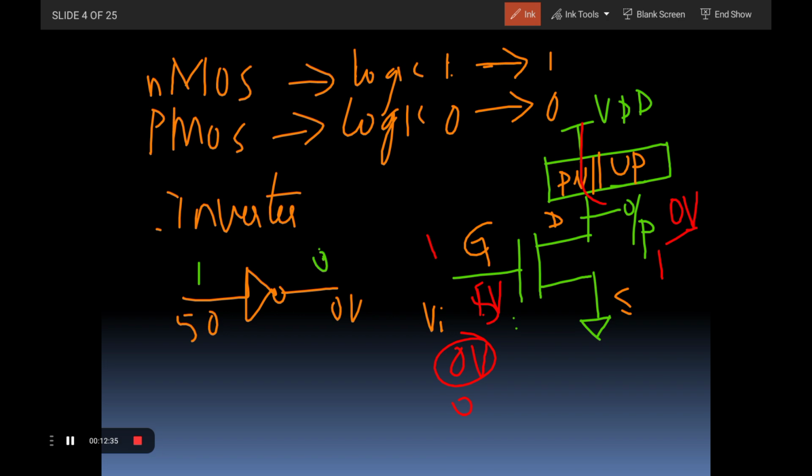So why is this called a pull-up device? Suppose you take a capacitor at the output side, and let it be assumed that initially the capacitor is charged to some voltage. Whenever the nMOS transistor is in the on condition, this complete voltage can be discharged like this. What is the meaning of this? I will take one blank slide for this, for analysis.